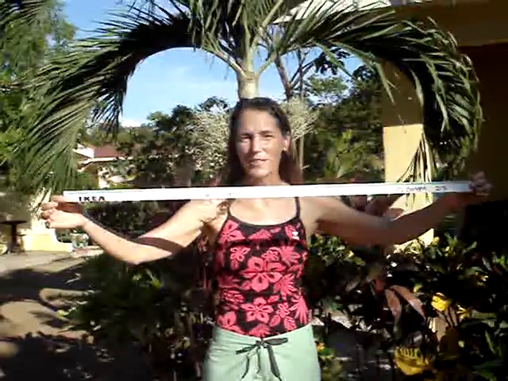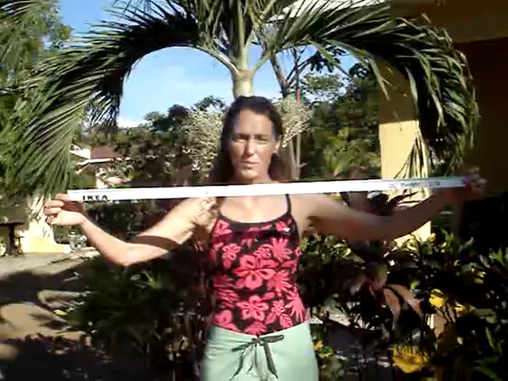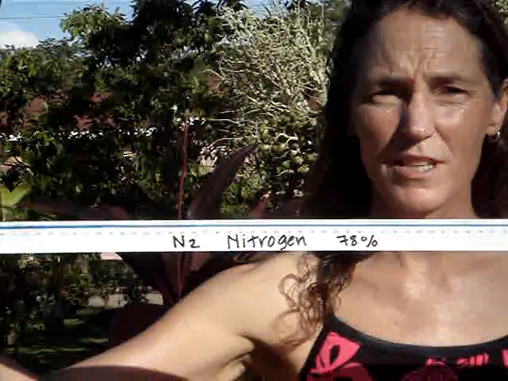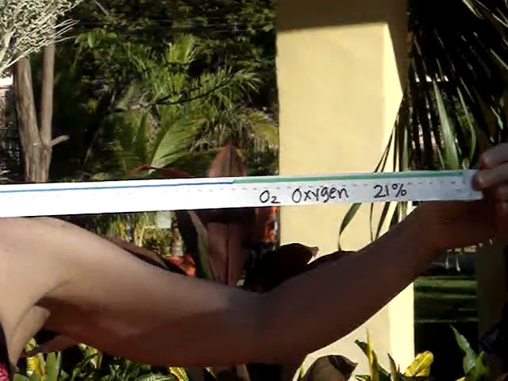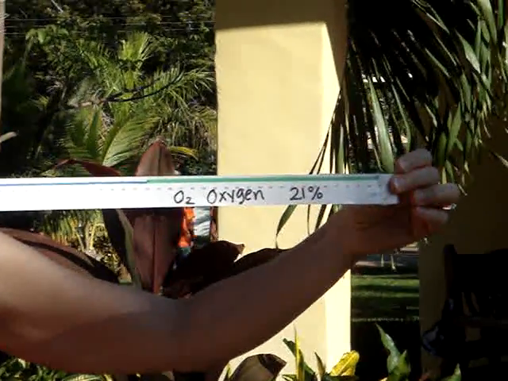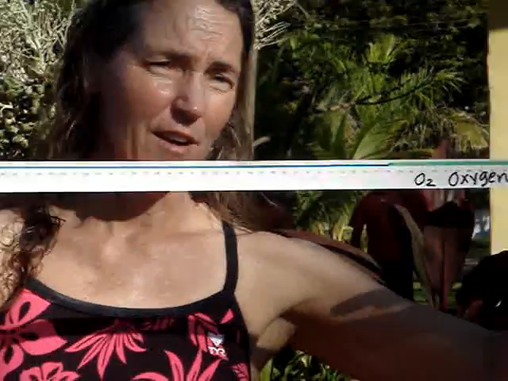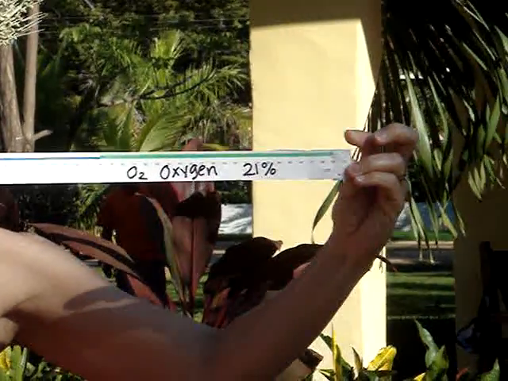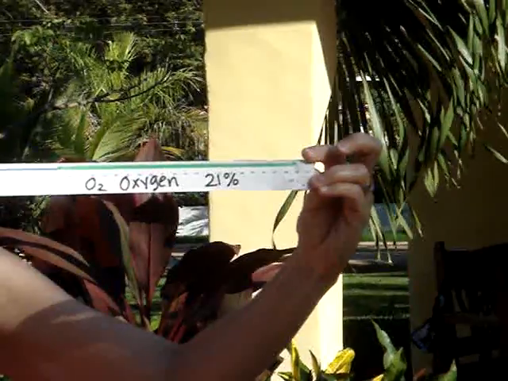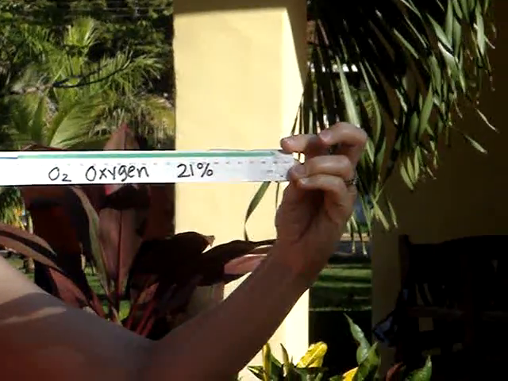Hi, Lori. Hi. So I've used a 1 meter tape to represent 100% of the atmosphere, and each centimeter is worth 1%. So we see our major components, nitrogen at 78% and oxygen at 21%, totaling 99% of the molecules that make up our atmosphere. I have 1% not colored in here. All the minor components of the atmosphere are in quantities less than 1%.